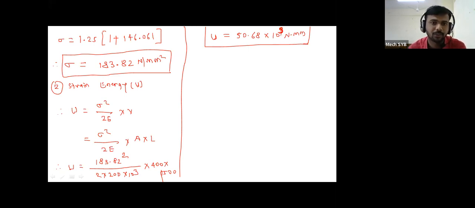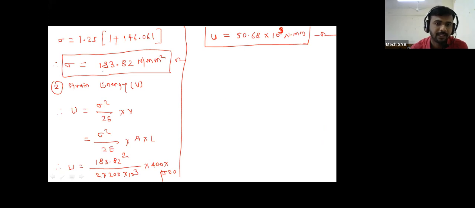So this much amount of strain energy is stored in the rod. Please do the calculation. This calculation is also very, very important. Here the stepwise marking system is there. If you calculate the sigma, you will get 2 marks. If you calculate the U, you will get 2 marks. If you calculate the delta L, you will get 2 marks. Like that, the stepwise marking system is there.